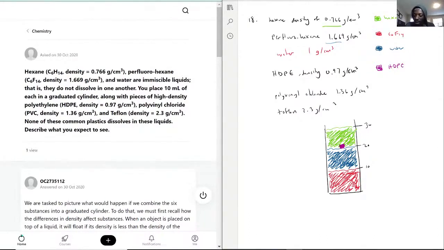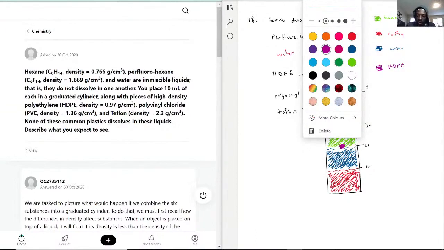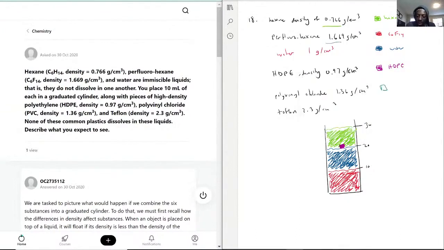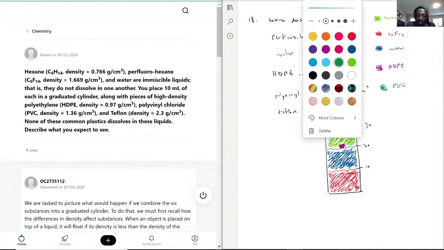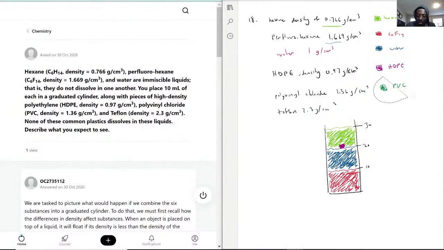Now the polyvinyl chloride is greater than water but less than the perfluoro-hexane. So we can choose this color, for example. This would be PVC. Oh, that's what they use in pipes. Oh, that's not a good color. Let's use something that stands out from blue, orange. That's a good one. I hope I'm correct. So it's going to be sitting right on top of the red.